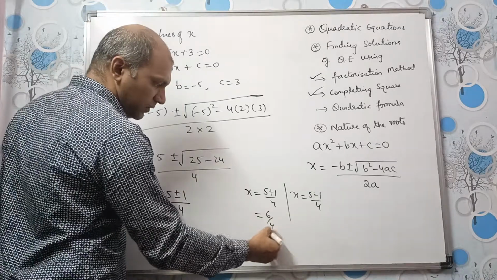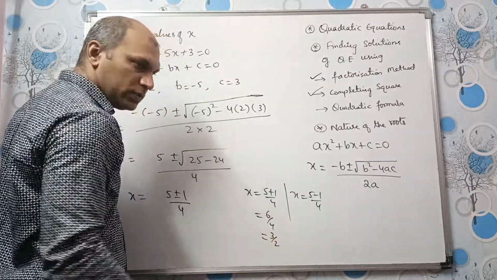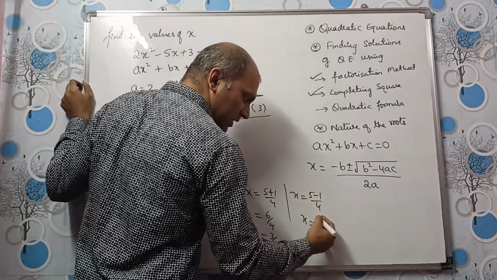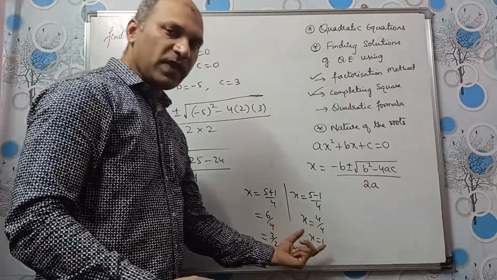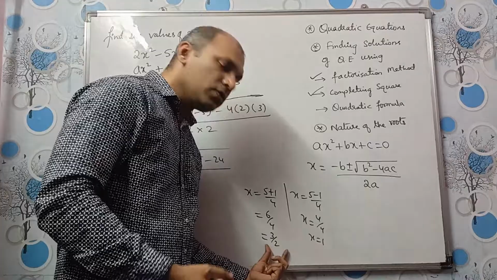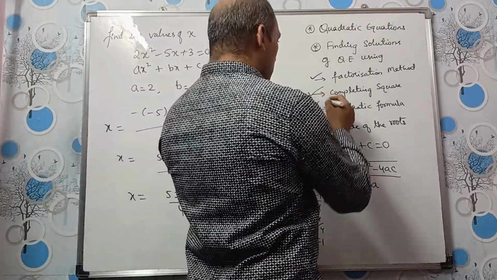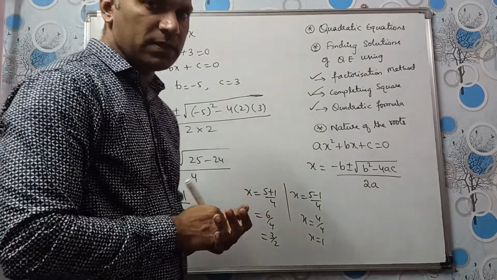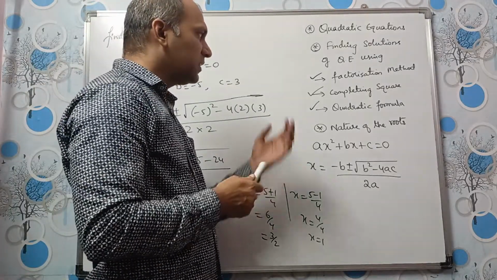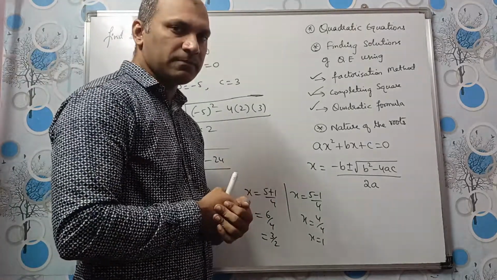So this is 6 by 4. 6 by 4 is equal to 3 by 2, and here 5 minus 1 is 4, 4 by 4 is equal to 1. So we got the same values, x is equal to 1 and x is equal to 3 by 2. Using all the three methods we got the same answer. No matter which method you apply, we will get the same answer.